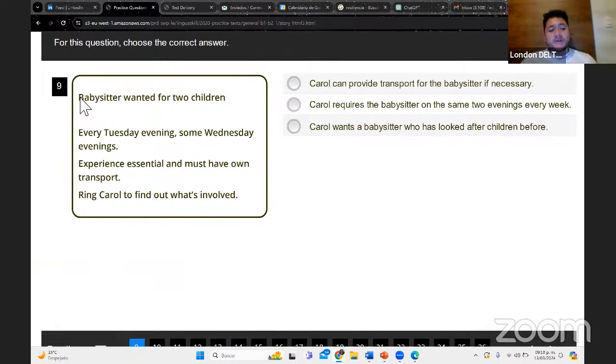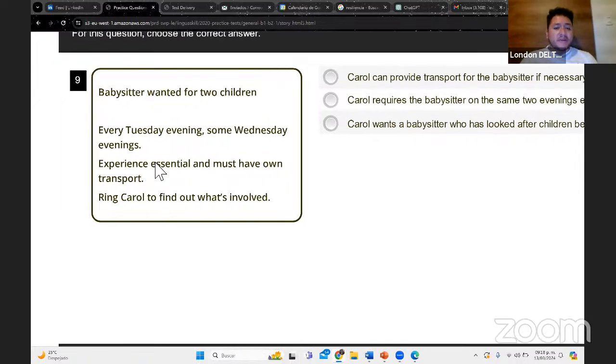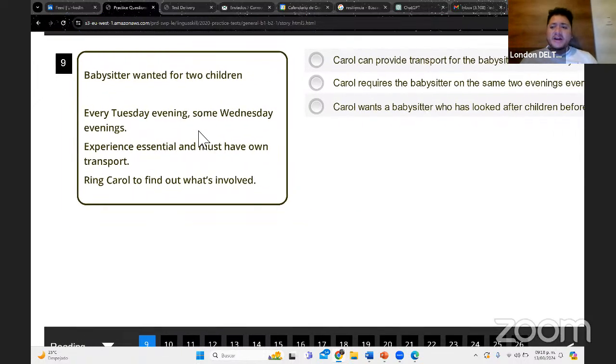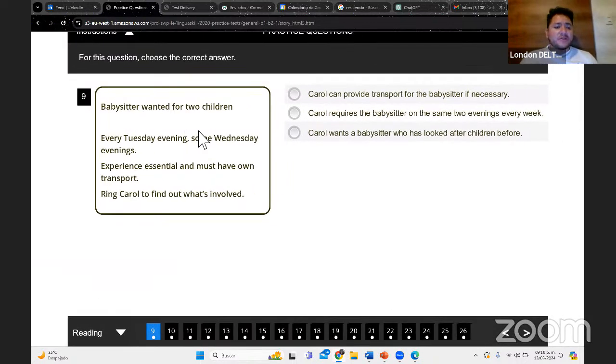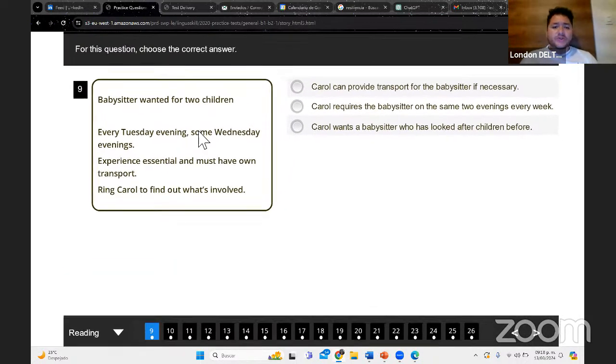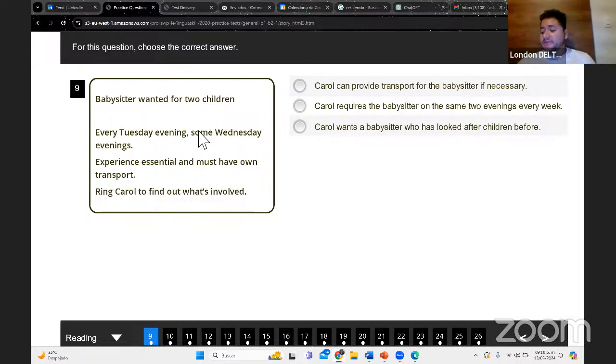So let's read this chart, please. Can you help me, Miguel, to read the chart? This is like an announcement. It's like an advertisement, maybe. Es un anuncio, right? Miguel, can you please help me read it? Yes, teacher. Babysitter wanted for two children. Every Tuesday evening, some Wednesday evenings. Experience essential and must have own transport. Ring Carol to find out what's involved.